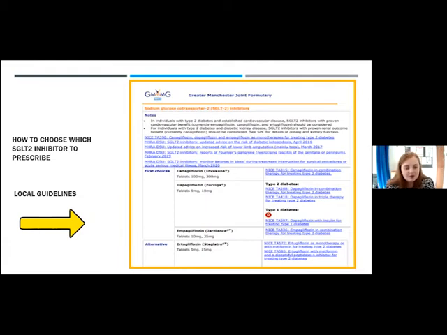So in Manchester, we have local guidelines called GMMG guidelines, and they suggest that canagliflozin is our first choice. You will have guidelines specific to you, so I would suggest having a look at them because they may differ from where you're based. Like I say, for Manchester, it's canagliflozin. You've then got your second and third line choices of dapagliflozin and empagliflozin, if canagliflozin isn't appropriate.